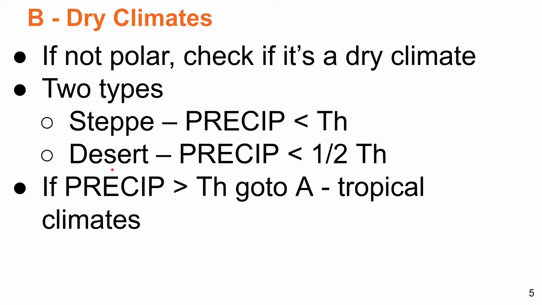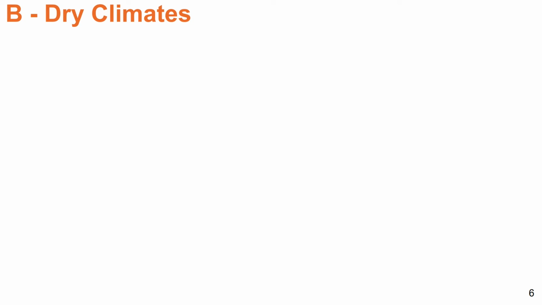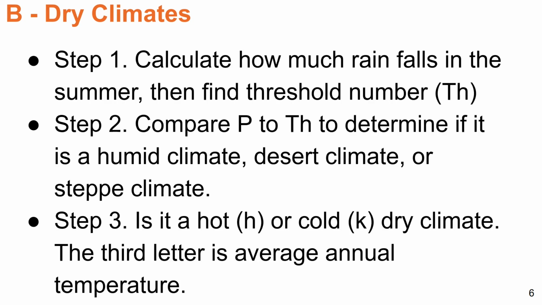If precip is more than TH, then you're not a dry climate, you're a humid climate. And the next climate category to check is A, the tropical climates. So we looked, it's not a polar climate. Now we want to see, is it a dry climate?